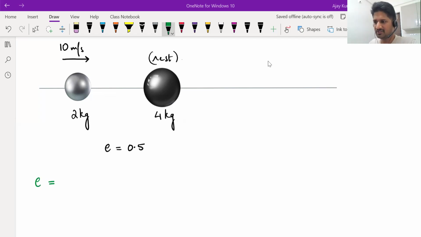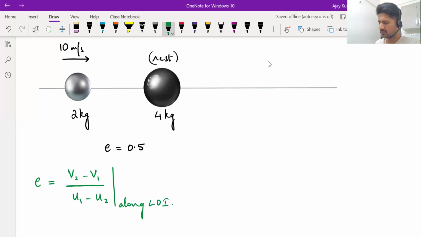See, E is coefficient of restitution. It depends on the relative speed of separation by relative speed of approach. Correct. So we calculate it as V2 minus V1 by U1 minus U2 along the line of impact. Okay. Solve this.